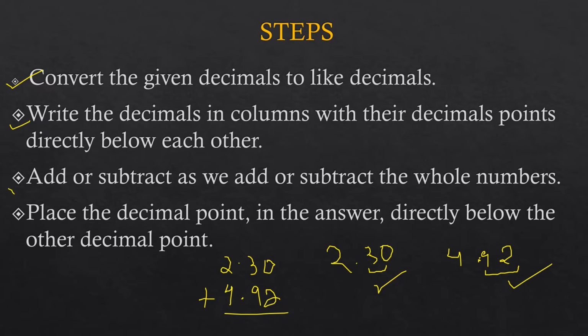The third step says add or subtract. As we add or subtract whole numbers, we will follow the same procedure here to add or subtract decimal numbers. Suppose here we have 0 plus 2, we write 2. 9 plus 3 gives us 9, 10, 11, 12. So 2 will be here and 1 will be the carry. So 4 plus 2 is 6, plus 1 is 7. This gives us 7.22, and the decimal point will be just below the decimal points.